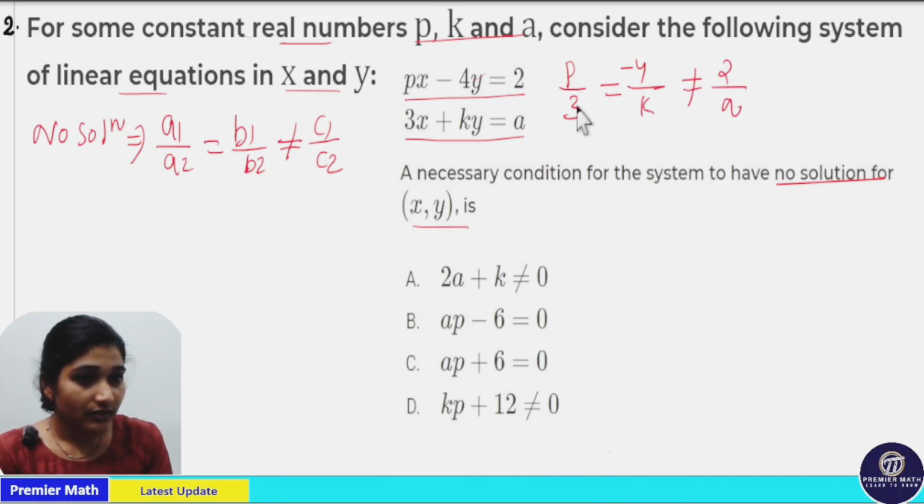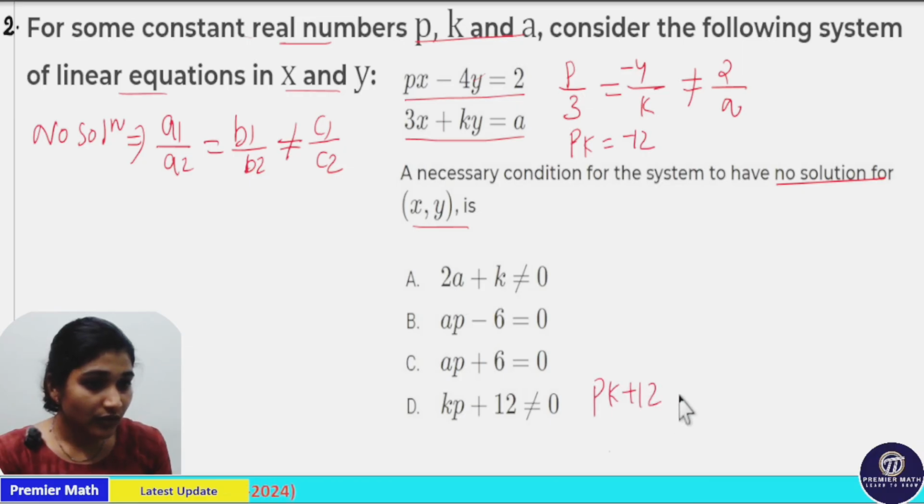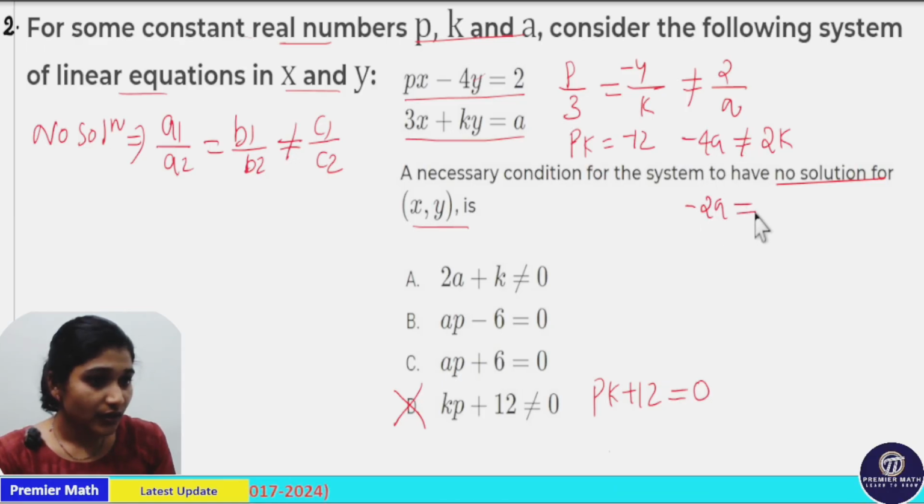Now, from this, pk equals minus 12, which means pk plus 12 should be equal to 0. Here you can see this option is pk plus 12 not equal to 0. That is not our answer. And if you cross multiply this one, minus 4a not equal to 2k. Then I can write it as minus 2a not equal to k. From this, k plus 2a not equal to 0. That is correct. So option A is our answer.